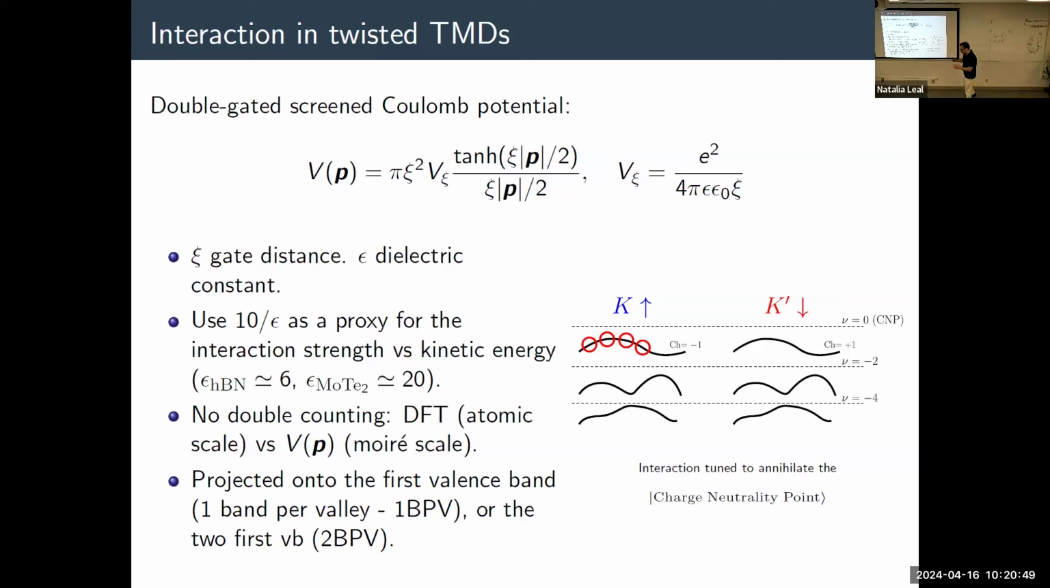Because it's sometimes hard to know exactly, coming back to your question, what is changing slightly in the DFT, which for example might change the dispersion, what we do is to use 1 over epsilon as a parameter to basically change the ratio between the interaction strength and the kinetic energy.